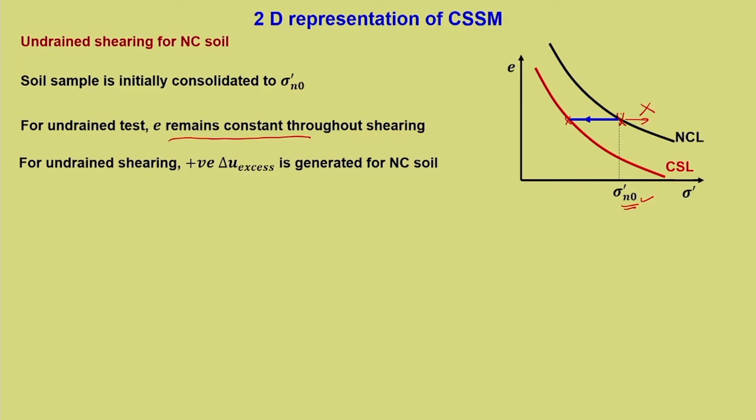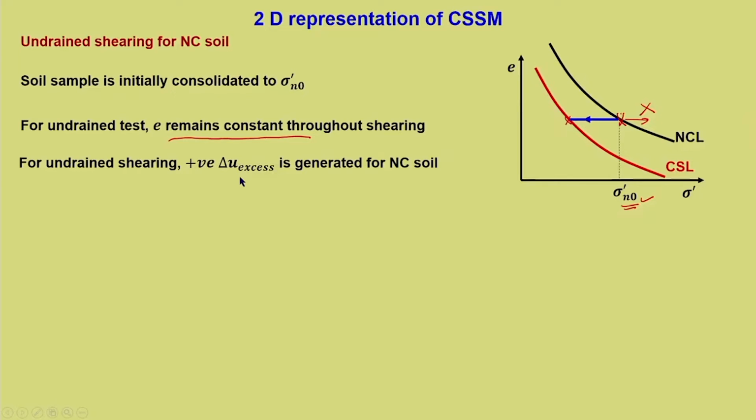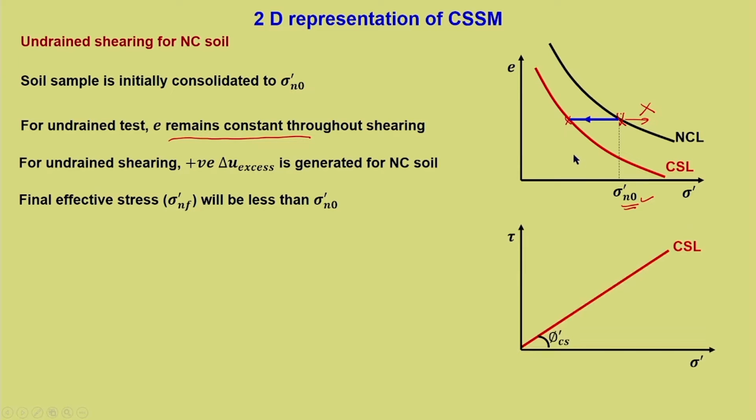During undrained shearing or during drained shearing, the tendency of normally consolidated soil is to compress. So, corresponding to that, in an undrained test, there will be positive water pressure. So, that is what is written here. Final effective stress sigma_nf' will be less than sigma_n0'. So, this is the point of sigma_nf'.